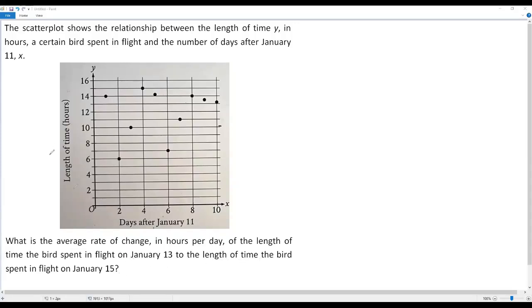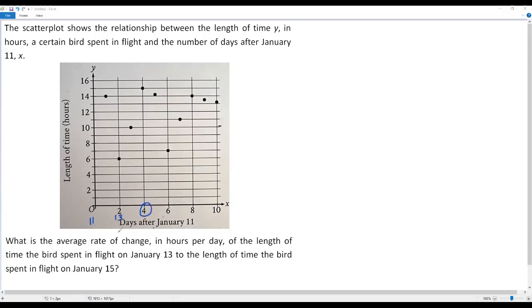So they are asking us to find the average rate of change of length of time in the time period January 13 to January 15. Okay, here the x-axis gives the number of days after January 11th. So that means the starting position is January 11th. So the origin over here represents January 11. Then this 2 represents what date of January? So if the origin 0 represents 11, then 2 means 11 plus 2. So this 2 represents January 13.